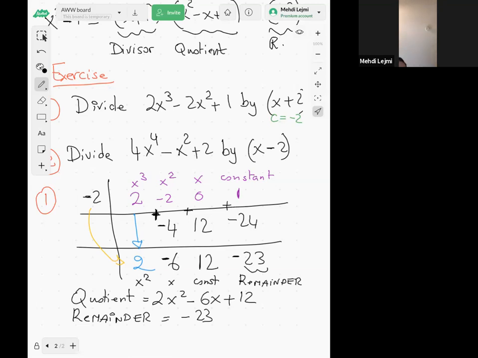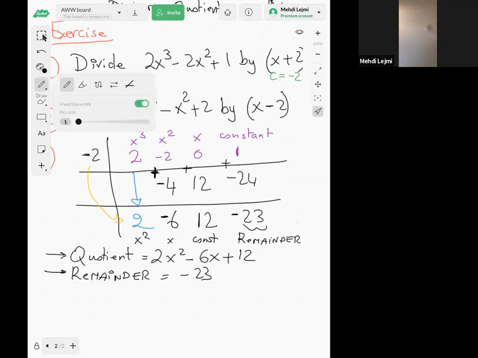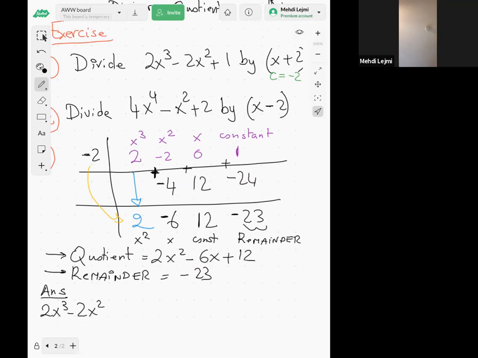So I think your answer is about number 2, right? It's not number 1. So for number 1, this should be the answer. So the final answer should be like, 2x cubed minus 2x squared plus 1 equals x plus 2 times the 2x squared minus 6x plus 12, minus 23.